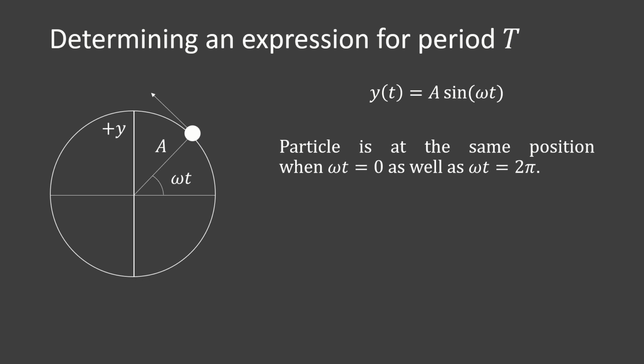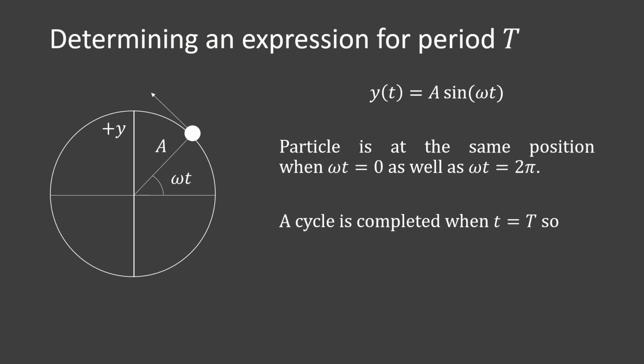You know that the particle is at the same position, wherever the position is, when omega t is equal to 0, as well as when omega t is equal to 2 pi. So you could substitute omega t there with sine 0 and sine 2 pi, and you'll end up with the same y location where the particle is now. That's also indicated from your trigonometry lessons.